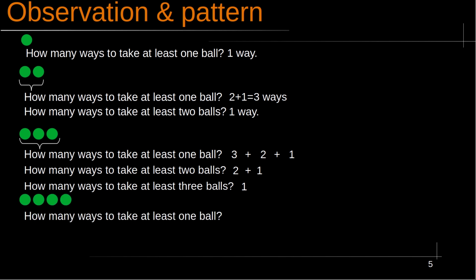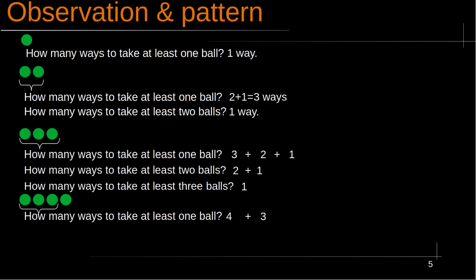For 4 balls, how many ways to take at least 1 ball? We can take this ball, the second, the third, or the fourth. So we have 4 ways here. Or we can take 2 now. These 2 or these 2 or these 2. So we have 3 ways here.